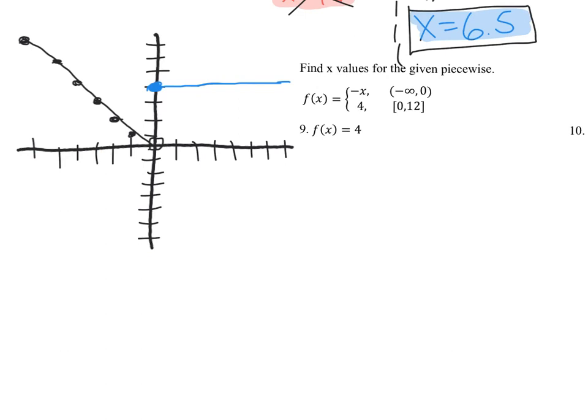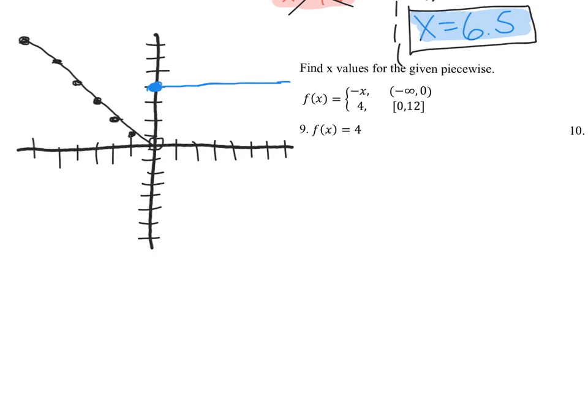Alrighty, so now we're taking a look at number 9 and 10. What you'll notice off to the left is a rough sketch of that piecewise function for negative x and 4, okay? So I'm going to use this picture to help describe what's happening when we write the answer, so that way you can have a little bit of a visual aid as well. So as always, we have to put 4 equal to both of the equations, okay?